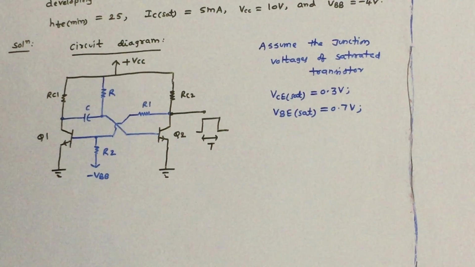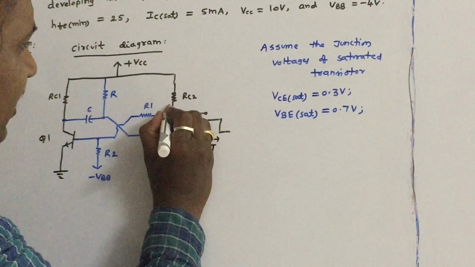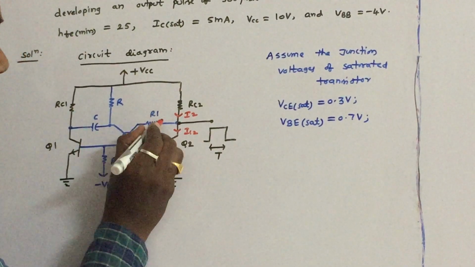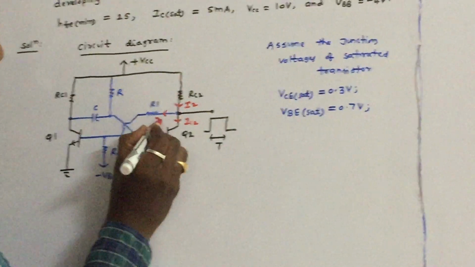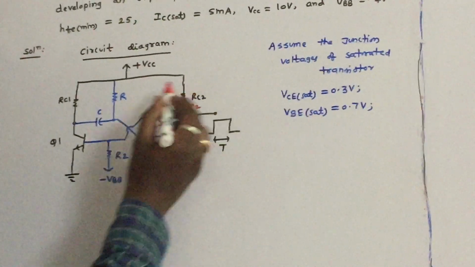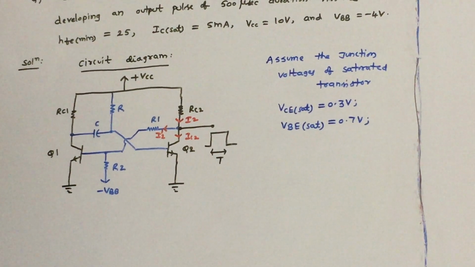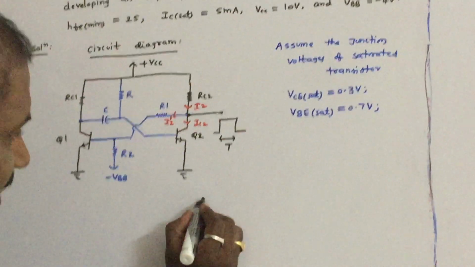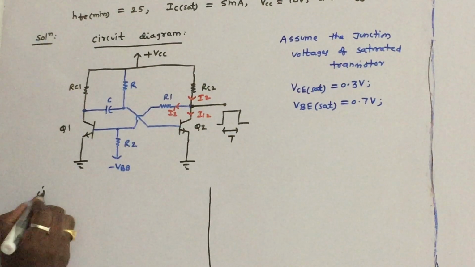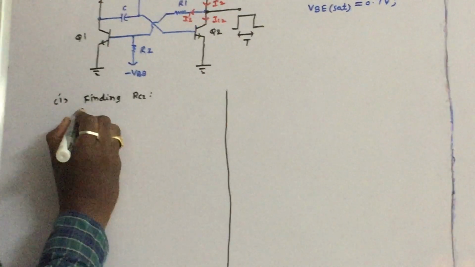Now first let us say the current up to this terminal is I2. This current is IC2, and let us say this current is I2 dash. Now first let us find RC2. Very simple, we have done how to find RC2. Let us write the first step: finding RC2.